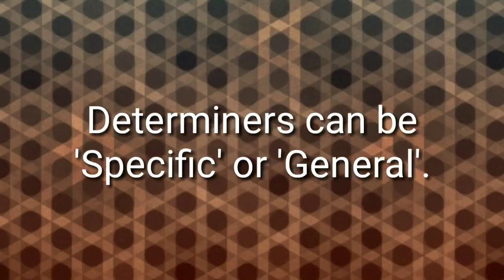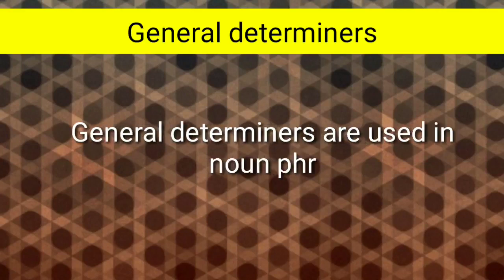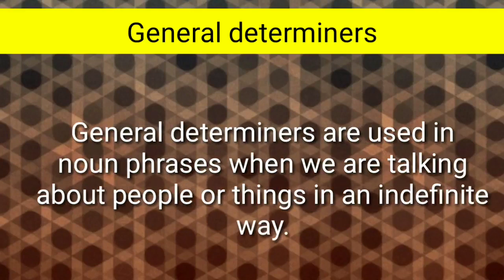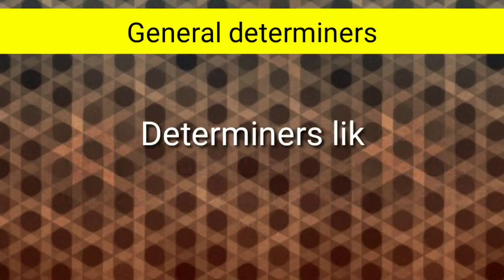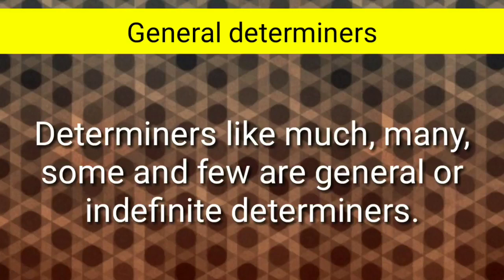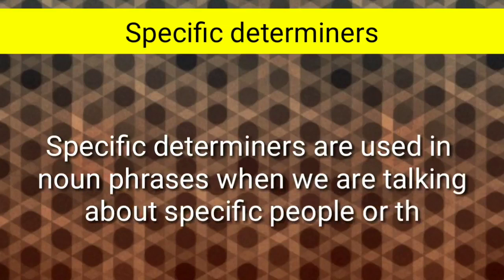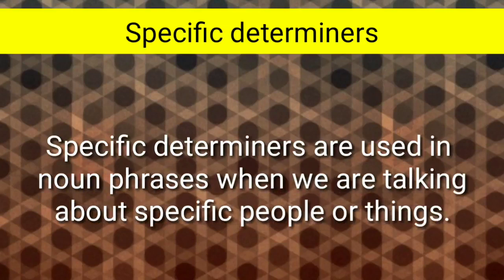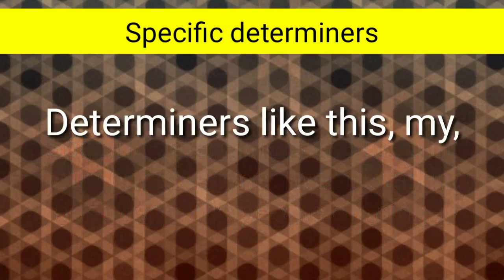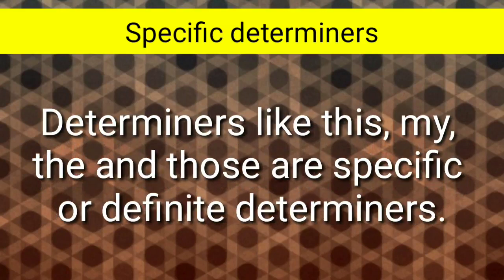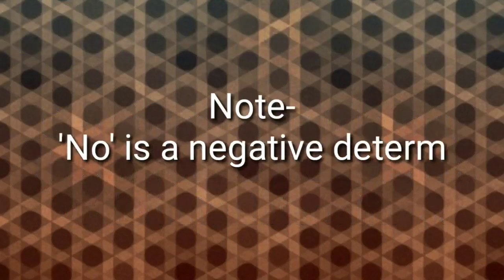Determiners can be specific or general. General determiners are used in noun phrases when we are talking about people or things in an indefinite way. Determiners like much, many, some, and few are general or indefinite determiners. Specific determiners are used in noun phrases when we are talking about specific people or things. Determiners like this, my, the, and those are specific or definite determiners. Note that no is a negative determiner.